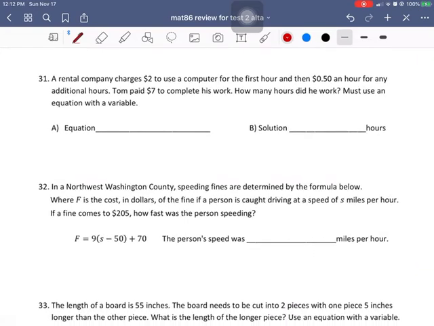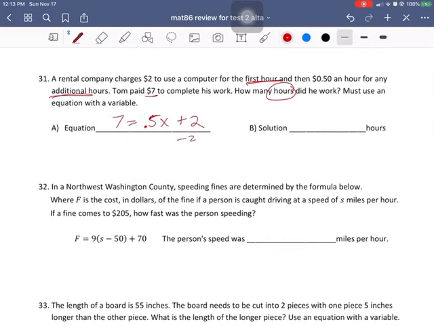Okay. Next page. A rental company charges $2 for the first hour, 50 cents for any additional hours. But then he paid $7. How many hours did he work? All right, so there's some money and there's some hours going on, right? So the money is the total part. And then it's 50 cents an hour, which is the rate, and we don't know how many hours he worked, so that's the variable, okay? And then the 2 is kind of what you're going to pay no matter what, because that's the first hour.